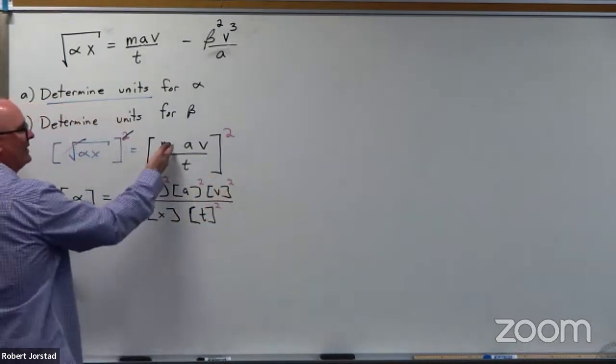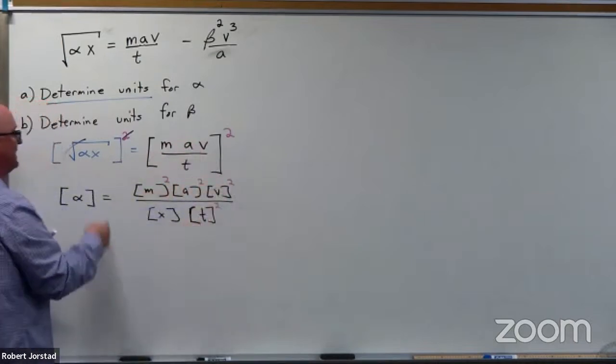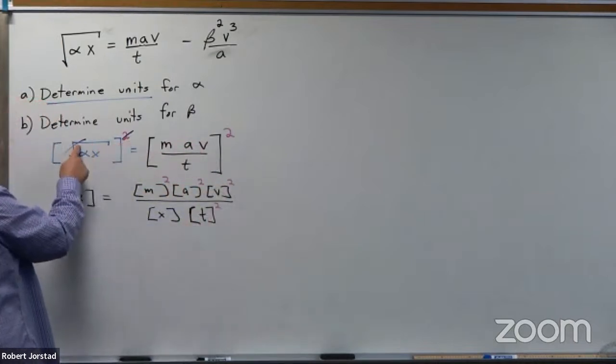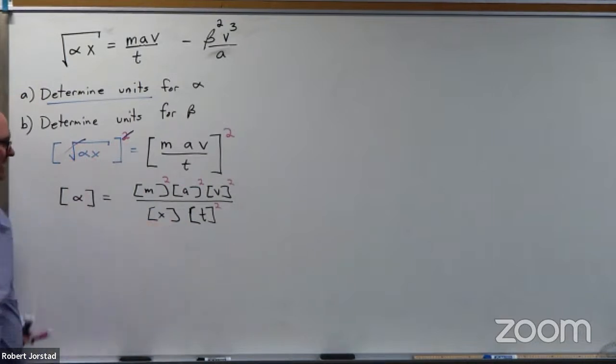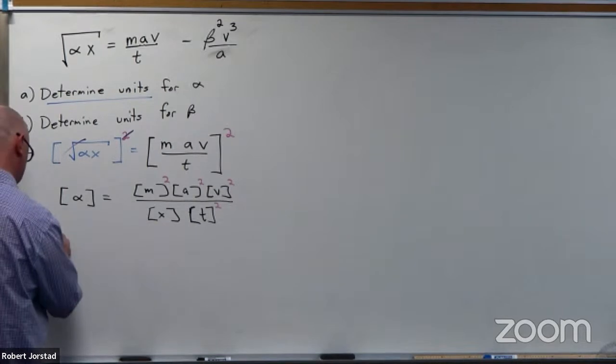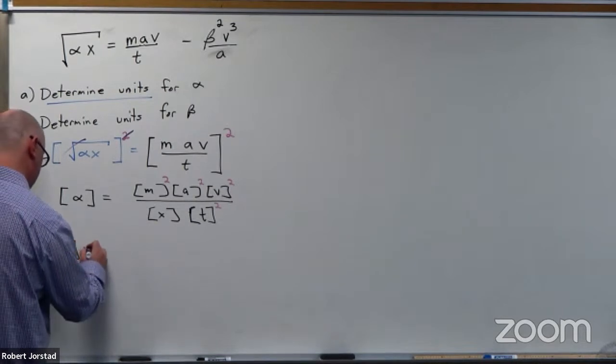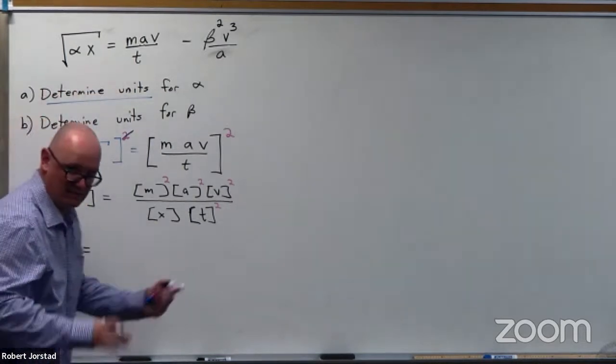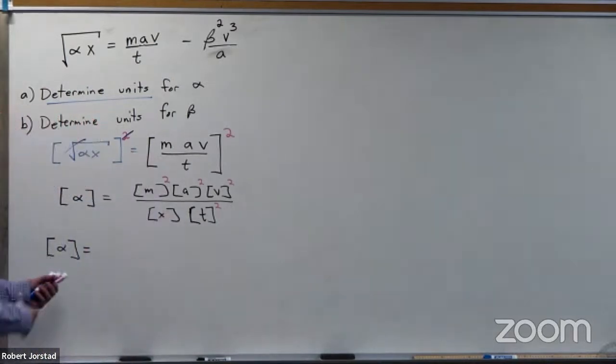So every term on this side should be squared. And then over here, this square got rid of the square root. And then I just divide by the units of X. At this point, we can crank this out. It's ugly. This equation, by the way, is completely made up. It's just I was trying to make it so that we had something to practice.